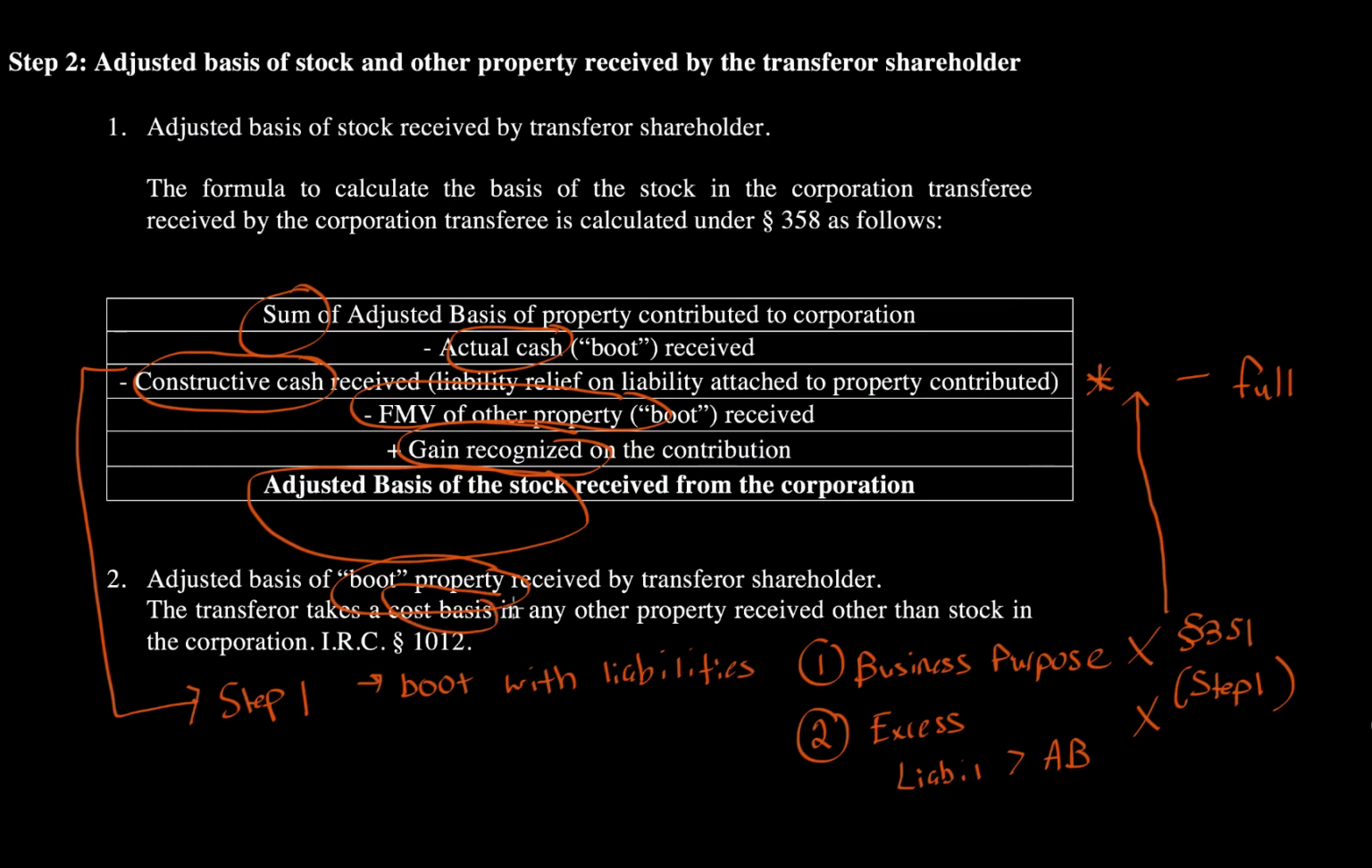Before I conclude this video, I want you to think about the general idea here. Why do we have this rule? And why do we have this long formula? If you think about the theme of what's going on here, yes, it might be easy to memorize this formula. But if you understand what's going on, we have a non-recognition rule available under section 351A or 351B. Because of that non-recognition rule, we have the corresponding basis rule.